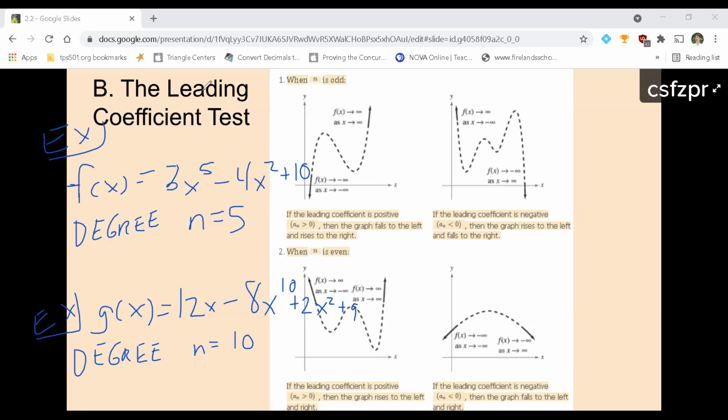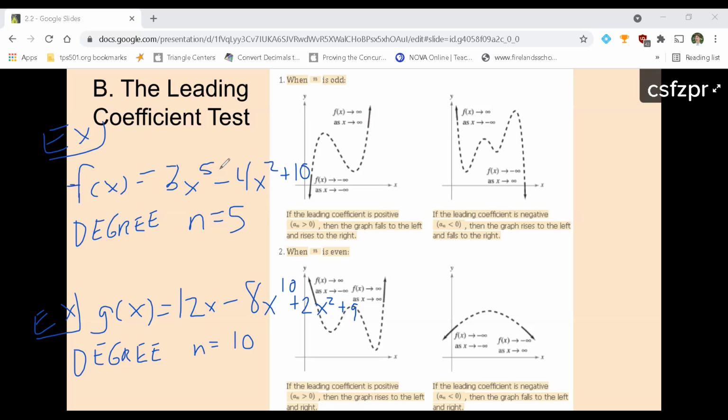All right. So the leading coefficient test will tell you what happens as your x goes to positive infinity to the right, or negative infinity to the left. What happens at very large values of x and very large negative values of x?